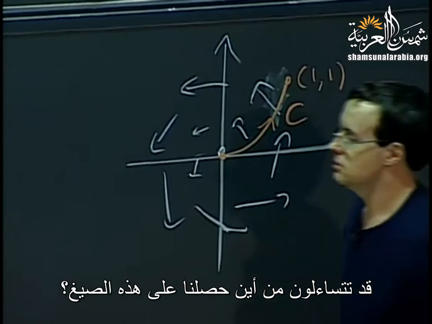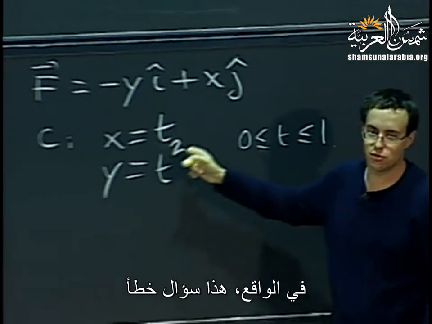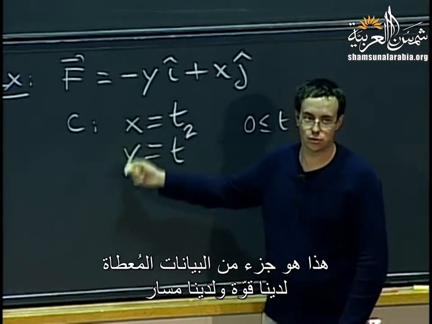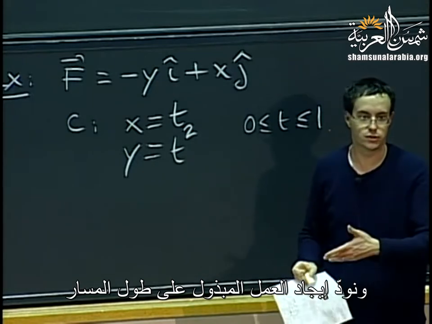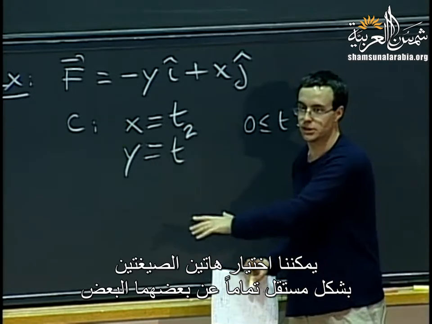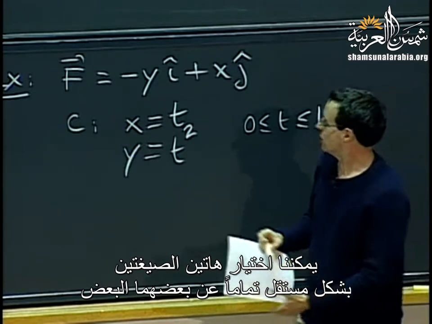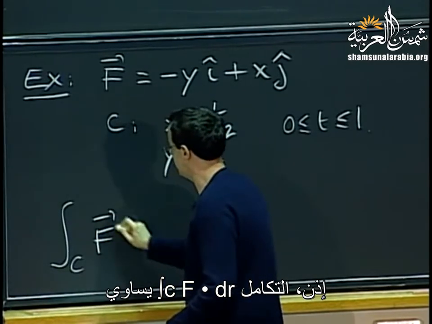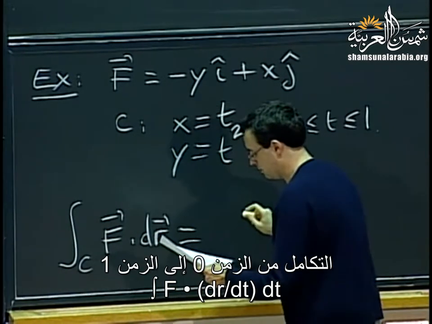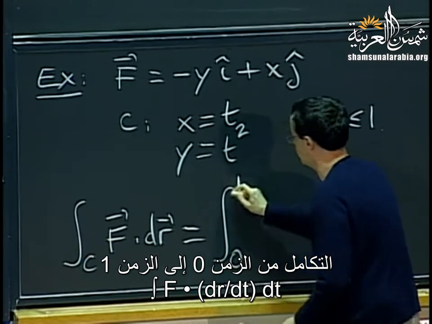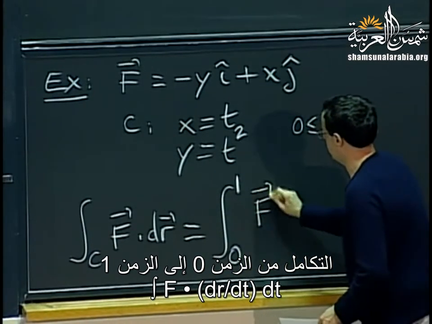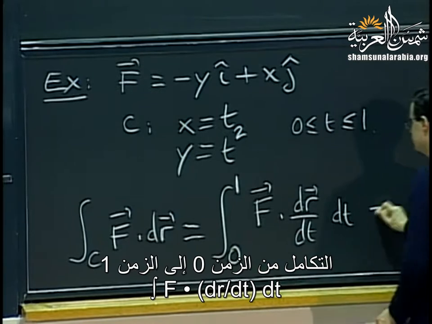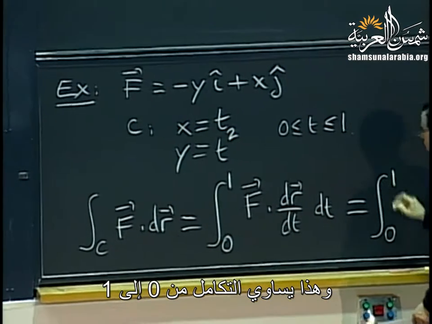I should point out, if you're asking me how did you get this, that's actually the wrong question. This is all part of the data. I have a force, and I have a trajectory, and I want to find the work done along that trajectory. These two I can choose completely independently of each other. So the integral along C of f dot dr will be the integral from time 0 to time 1 of f dot the velocity vector dr/dt times dt.